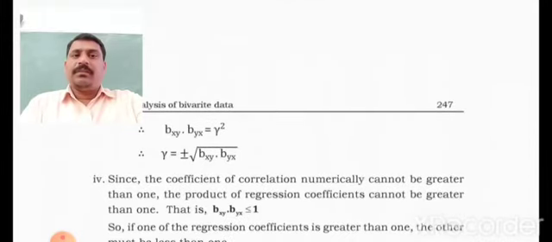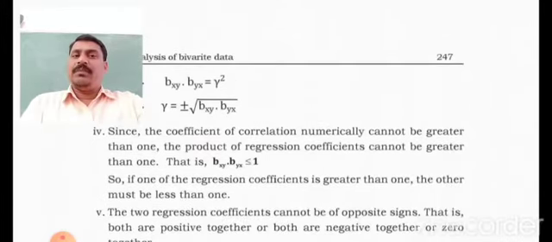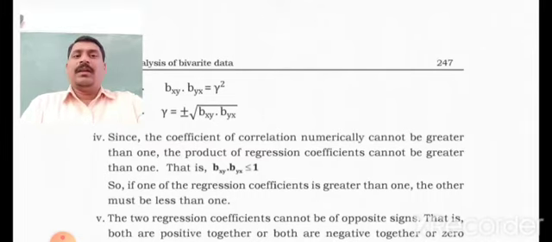Next, by referring to this, bxy into byx is equal to r square. That means r is equal to plus or minus root of bxy and byx, that is the geometric mean. Since the coefficient of correlation numerically cannot be greater than 1, the product of the regression coefficients cannot be greater than 1. Though we may get a value more than 1 for one regression coefficient, the other will be less than 1. That means the product of both regression coefficients is always less than 1.